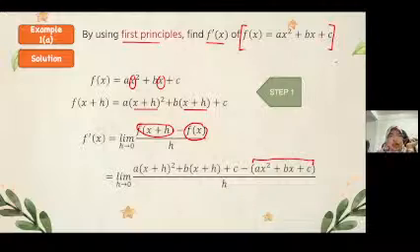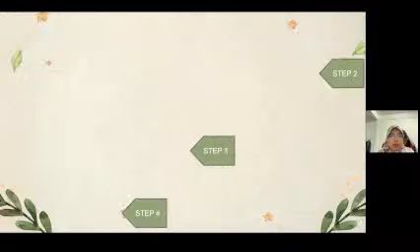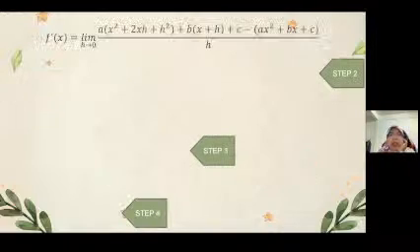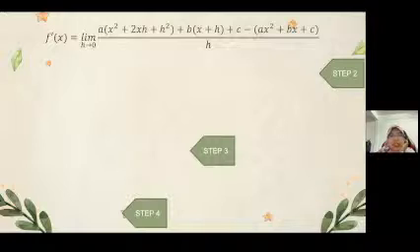Okay, so now I have (x plus h) square. So I'm going to expand (x plus h) square, so it will become x square plus 2xh plus h square, and then b multiplied with x plus h. I'm going to expand them as well, and then I will cancel out with those ax square, bx, and c. Okay, so let's see what happened after I expand them. I will have ax square plus 2axh plus ah square plus bx plus bh plus c minus ax square minus bx minus c.